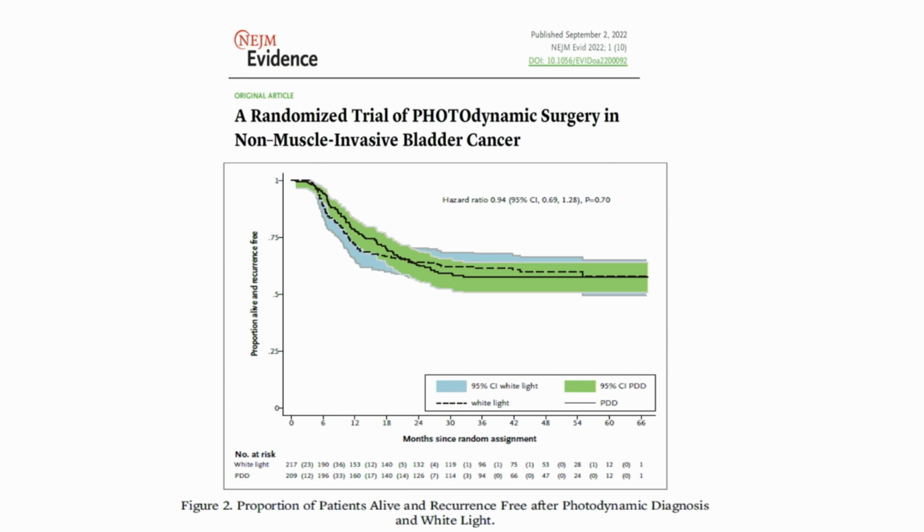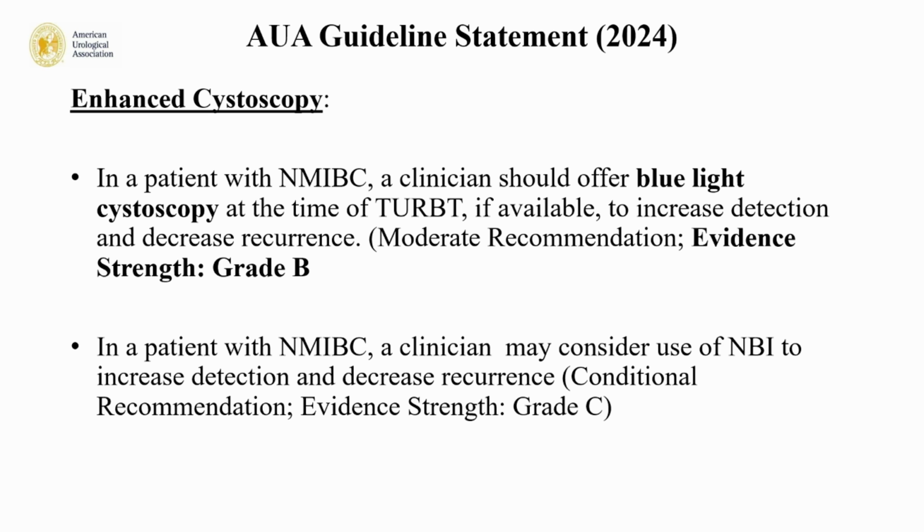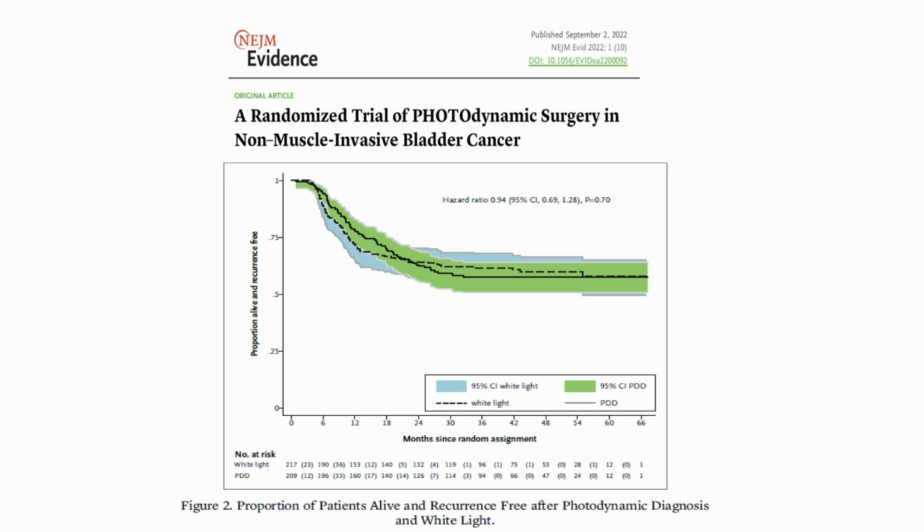I'll put up the AUA guideline. No, if you go back to the trial, that way I can comment. Could we go back one slide, please?